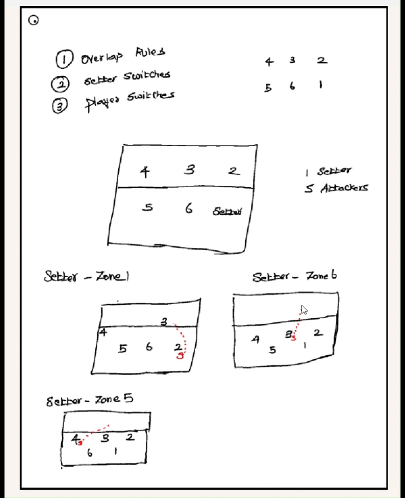Okay. So basically, when we are receiving the serve, we should not let the setter take the first pass. That we can 100% do, by isolating the setter.